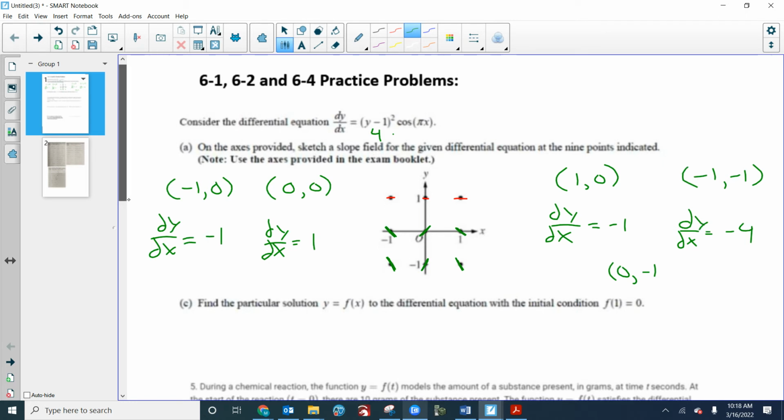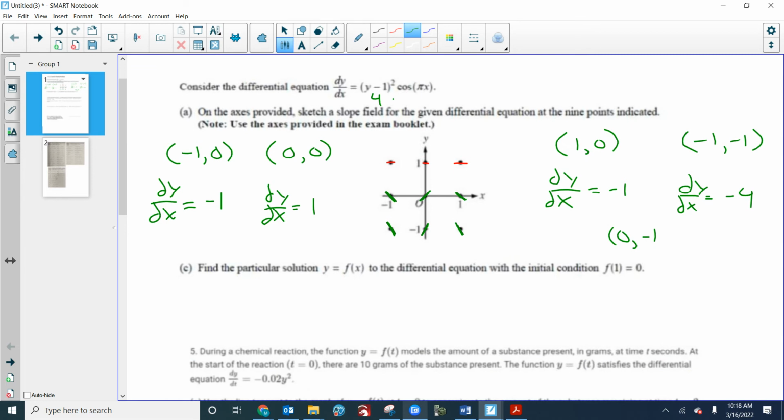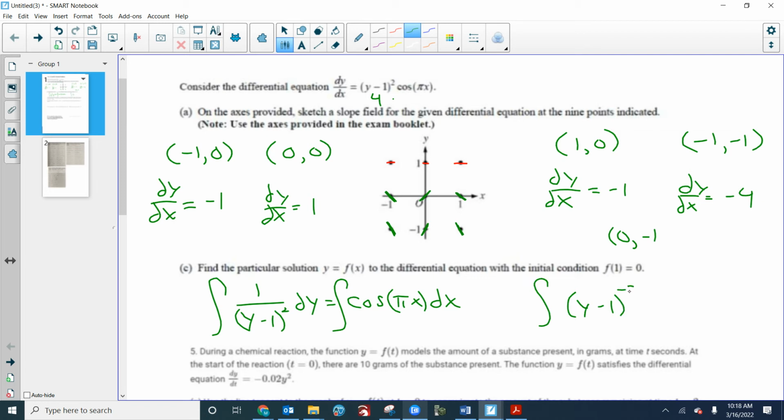Next, find the particular solution. All right, first step, separate the variables. Did you get 1 over y minus 1 quantity squared dy equals cosine of pi x dx? No. All right, so we want to treat that as y minus 1 to the negative 2.